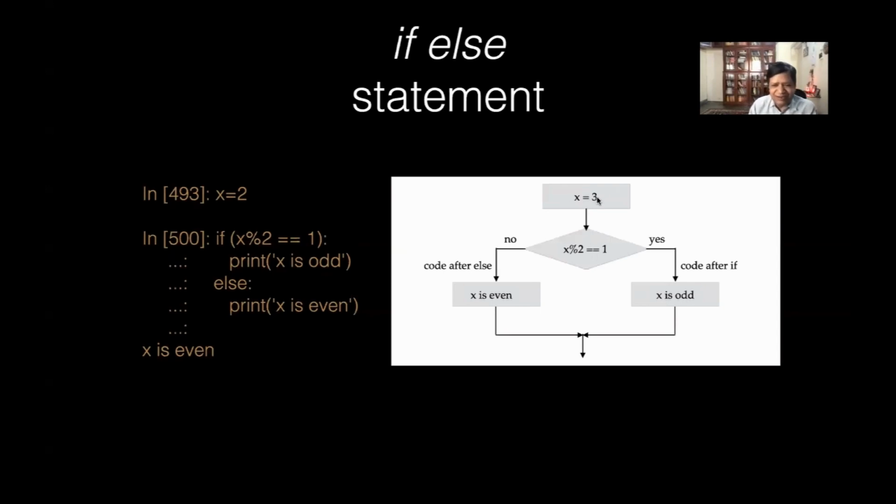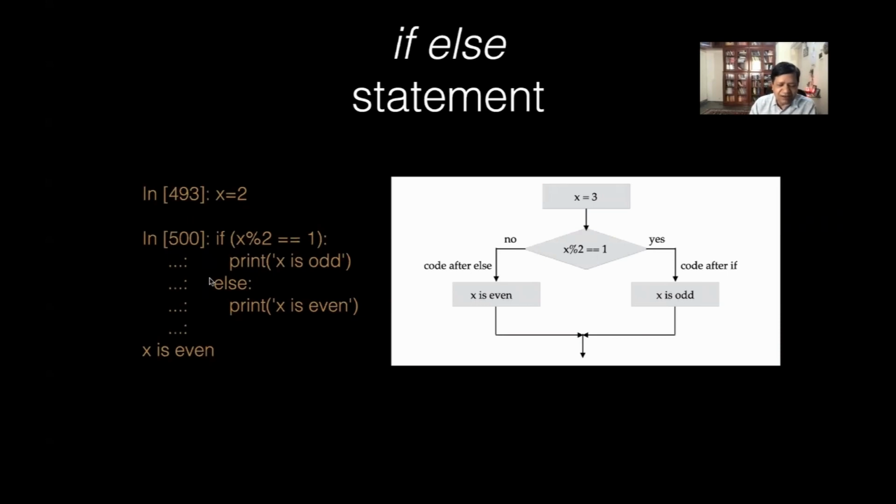So the flow diagram is simple. This is a conditional branch, conditional statement x modulo 2 equal to 1. If yes, do this. If not, do this. So this is the code after else. Okay, and the colon after else as well. And this block belongs to else, and this block belongs to if.